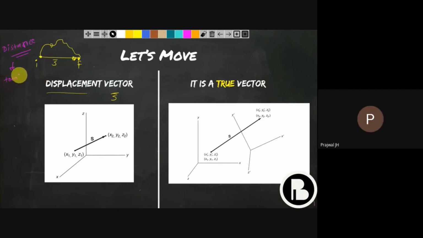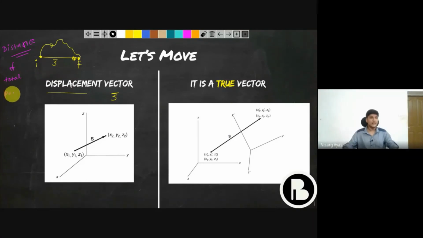Actual path length traveled. Yes, total path length. Okay, so what is distance? If I want to understand it from this example, suppose I have a very thin thread. I'll keep this thread with me and keep on laying that thread wherever I go.